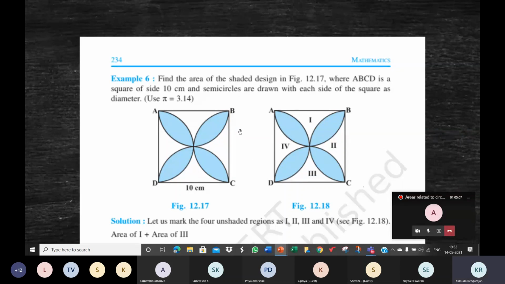What's the diameter of the semicircle? What's the value of the diameter of the semicircle? Ten centimeters. What's the radius? 5. 5 centimeters.